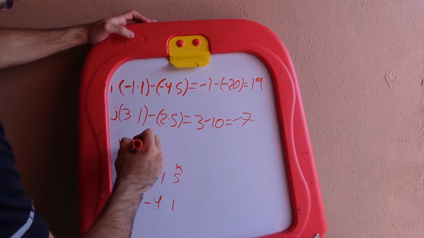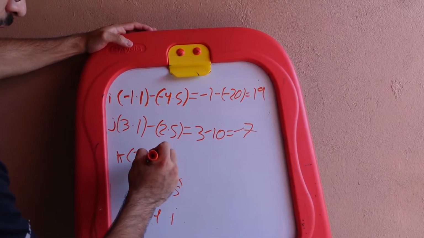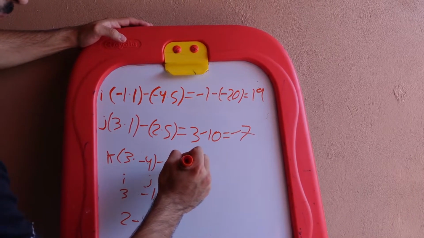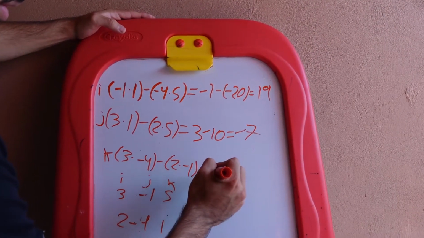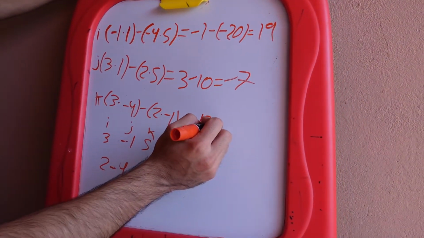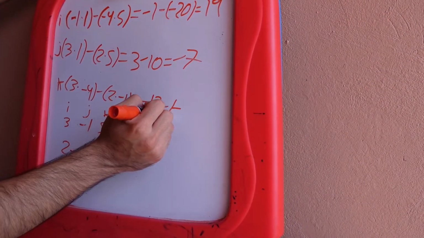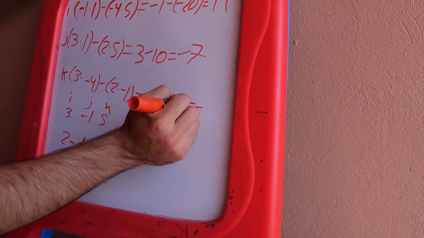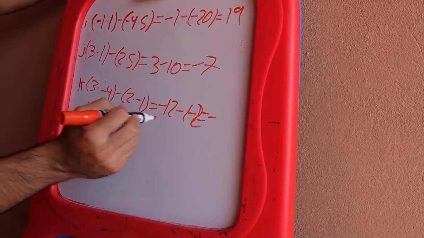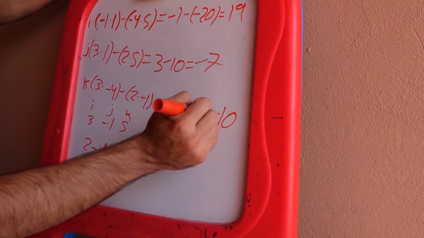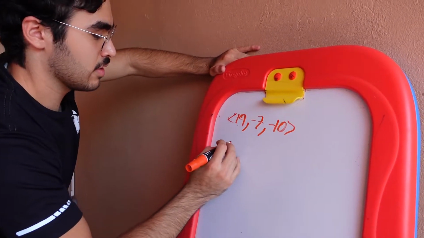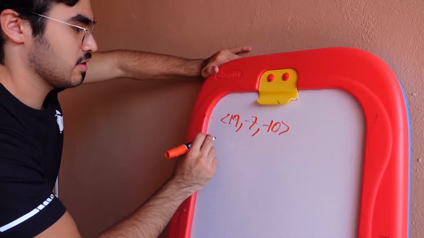it will be 3 times -4 minus 2 times -1, and it will be -12 minus -2, and it will be -10. So we have the resultant vector. We only need to find the magnitude of it.